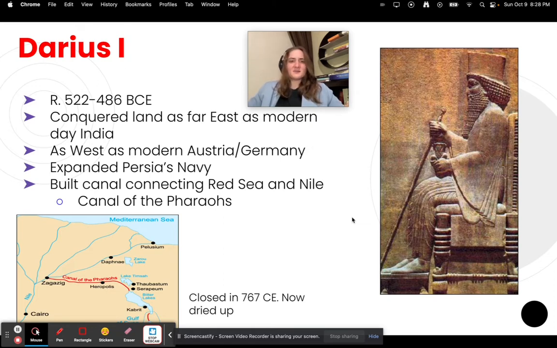He's famous because he expanded the Persian navy. He also built this canal connecting the Red Sea and the Nile, which here's a map of it right here. So this red thing called the Canal of the Pharaohs. It is a canal that ships could sail from the Nile River all the way to the Red Sea. Okay, so that was awesome for trading and the economy. Today it is closed, it's just like a giant ditch. So there's no running water through it anymore.